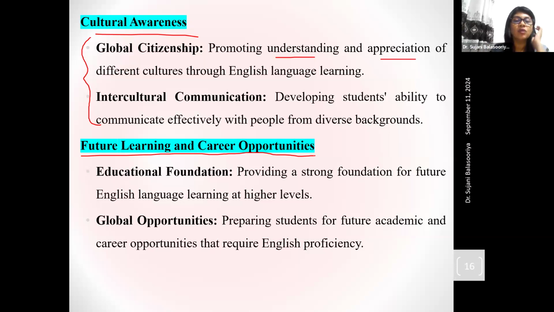Okay, and the other one, global opportunity. That means preparing students for future academic and career opportunities that require English proficiency. So in order to prepare students for future academic and career opportunities, from the very young age, they have to know English. They have to start learning English language, and that is what is happening at the primary level when the teachers are teaching English. So, global opportunities and education foundation. These are the two important aspects in aims of teaching English at primary level.